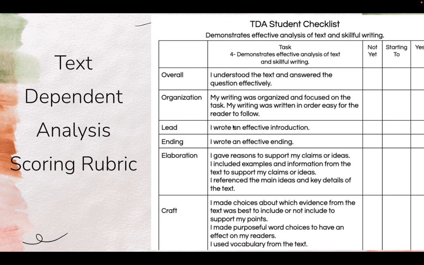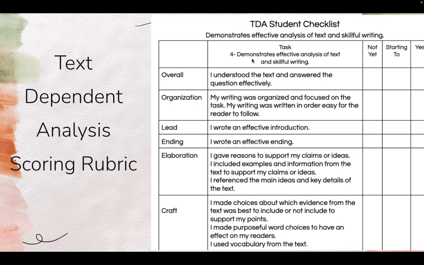We will have an effective introduction and an effective ending. Give me a thumbs up if you have crafted an effective introduction and ending in your writing so far this year. I bet a lot of you have your thumbs up. Yes, we've been adding introductions and endings since kindergarten.